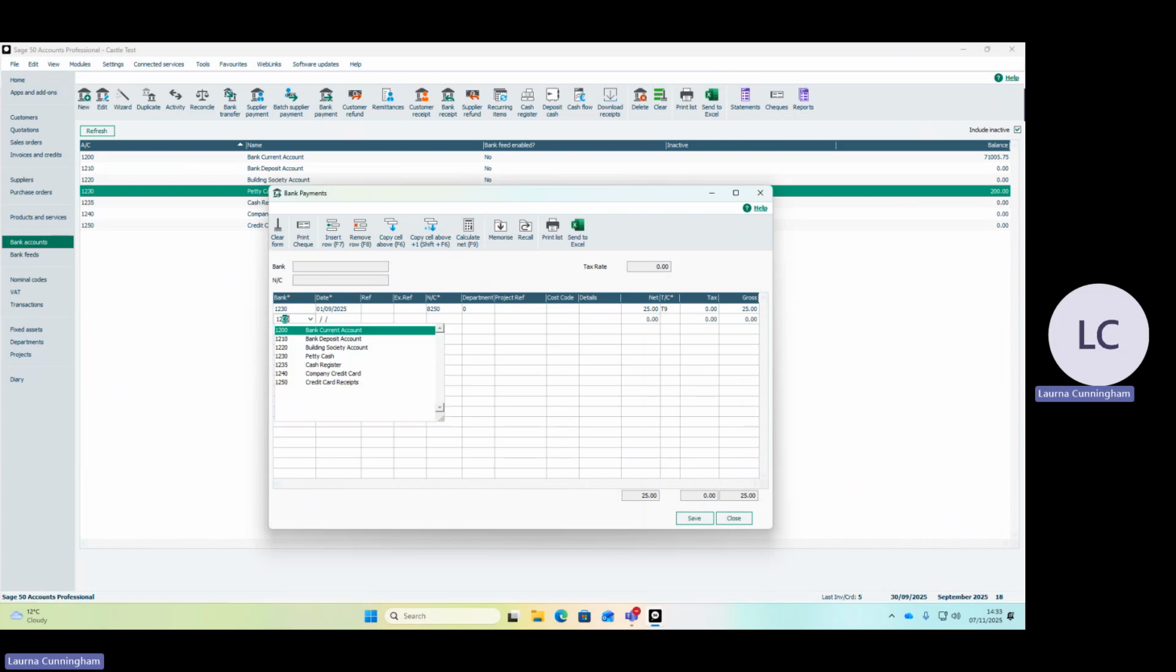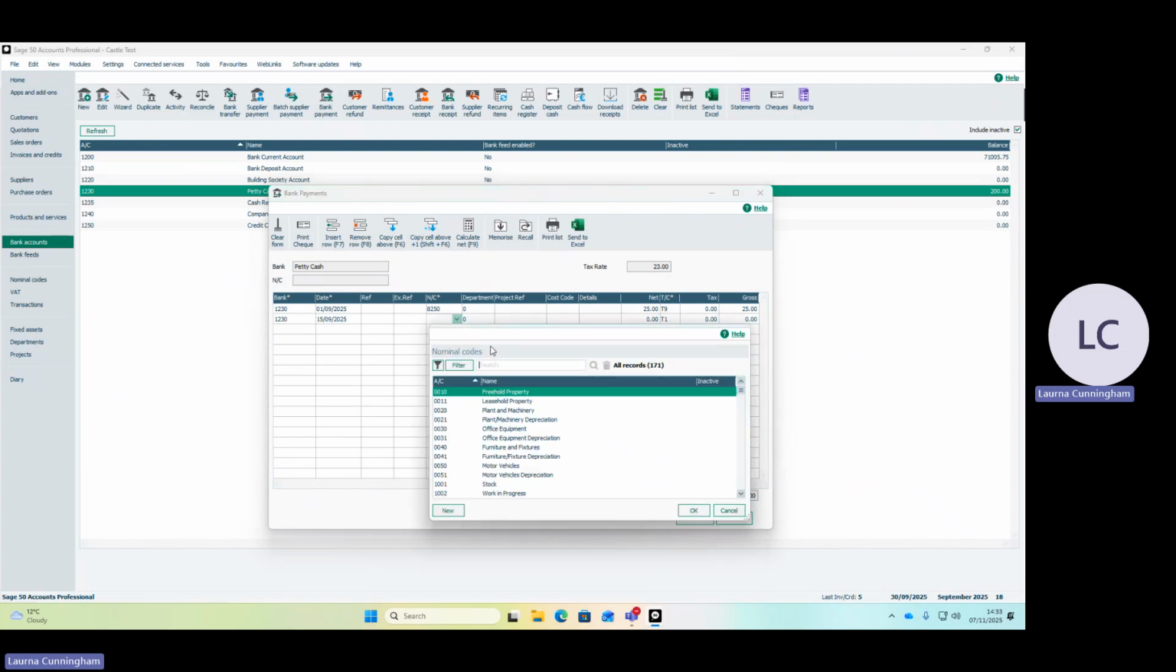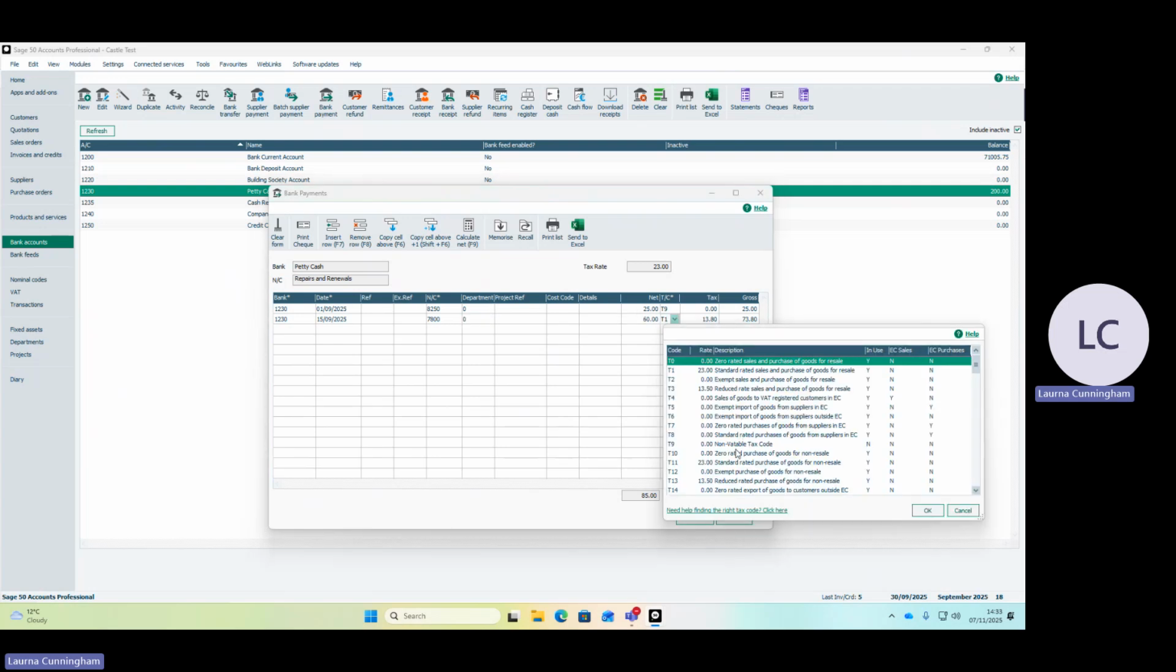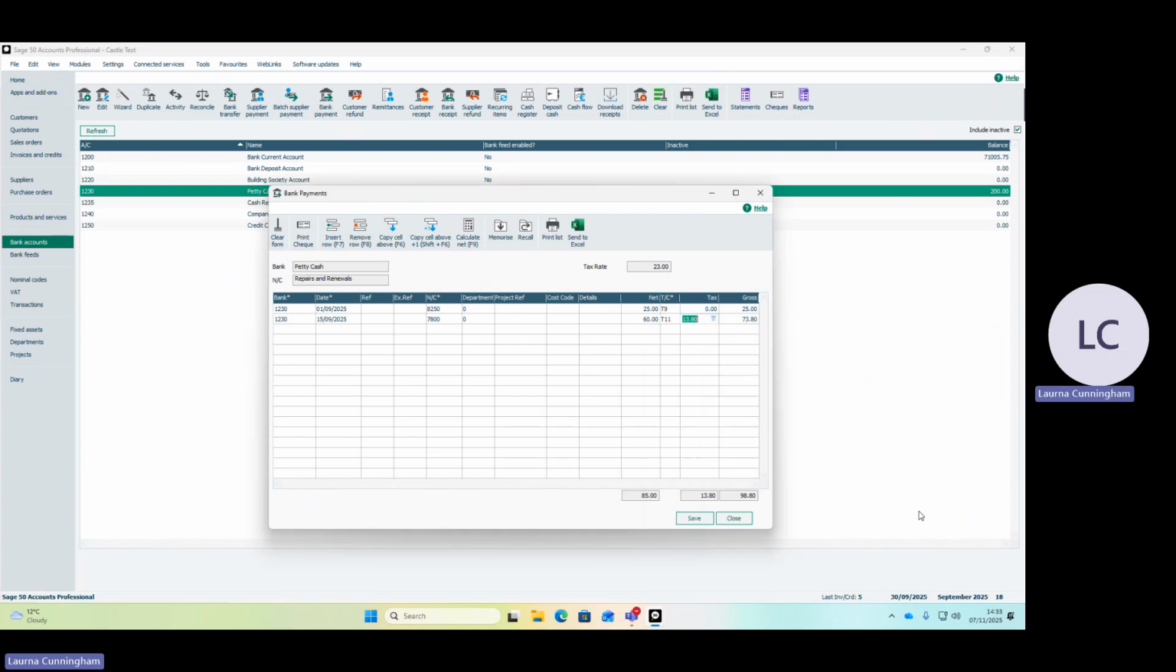I'll do one more, 1230, the 15th and the 9th. And again, we'll see what this relates to. So if we do repairs, if such an account exists, yeah, repairs. And we'll say that this was €60 and there was VAT on it this time, but it's goods not for resale. So 23% goods not for resale, 1380.